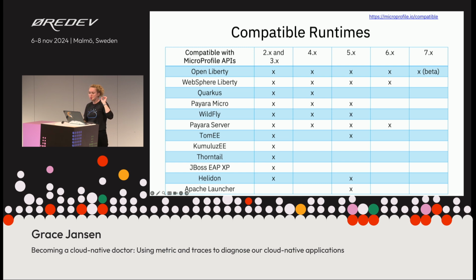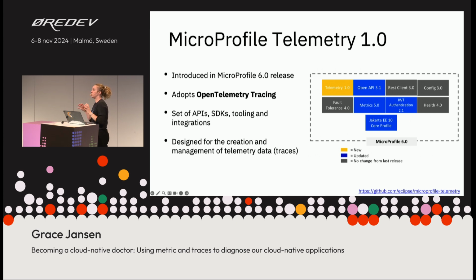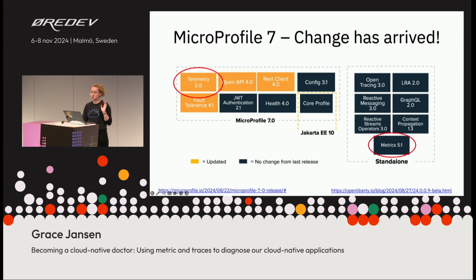So in MicroProfile, there is an API called MicroProfile Telemetry. This was added in MicroProfile 6, and it adopts OpenTelemetry tracing to allow you to make use of it in your Java applications. Now, the exciting news is that's just changed. I've just updated my slides, so it's exciting.